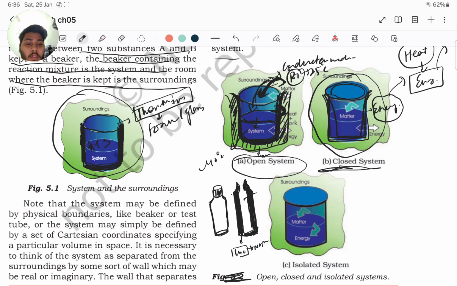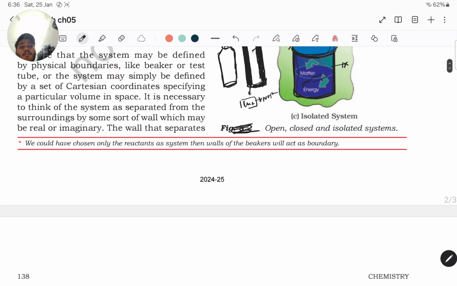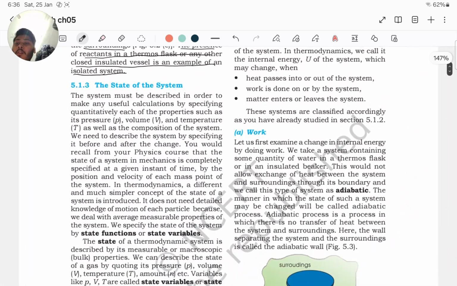Same thing, the isolated system: there is a beaker with NaOH and H2O solution. The heat is there, but the boundaries are made up of insulator, so heat can't be exchanged. The beaker is closed, so matter can't be exchanged. So that is an isolated system. Now I think you have clear the state of the system.